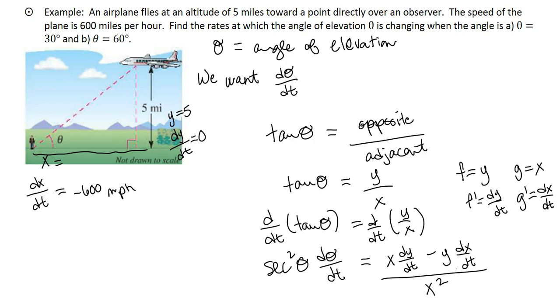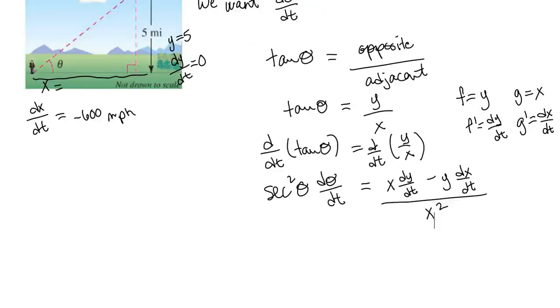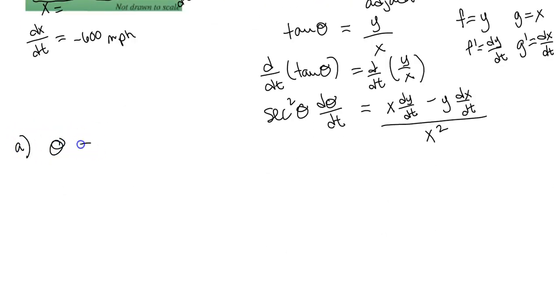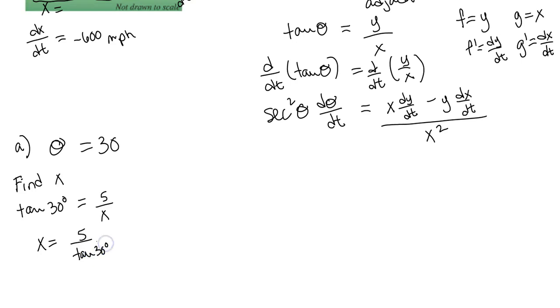So this is the setup that we're going to be using to solve for d theta over dt for both answers. Now part A wants us to find the value when theta is equal to 30 degrees. So for part A, we know everything except for x and the d theta over dt that we're searching for. So we need to find x, and we're going to do that by knowing that tangent of 30 degrees has to equal 5 over x. So x would be 5 divided by tangent of 30 degrees, and that is going to be 5 divided by 1 over root 3, which is 5 root 3.